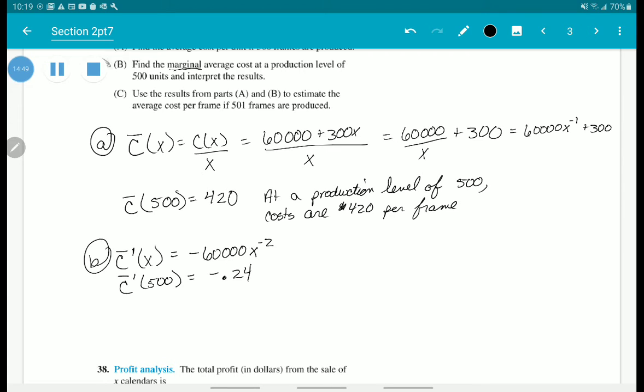So notice the negative here. Okay, that means our average cost is decreasing when we're producing 500 items. And remember, average cost means cost per frame. So our average cost is decreasing at a rate of 24 cents when our production level is 500.